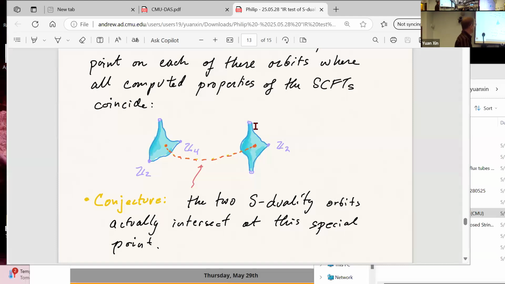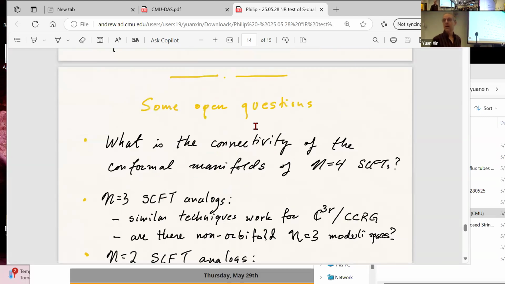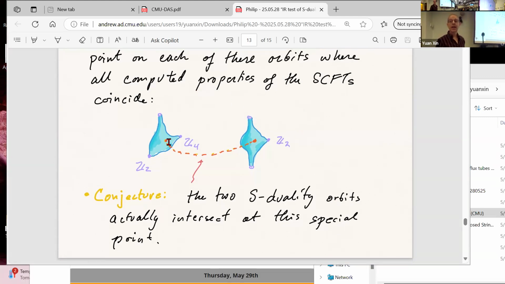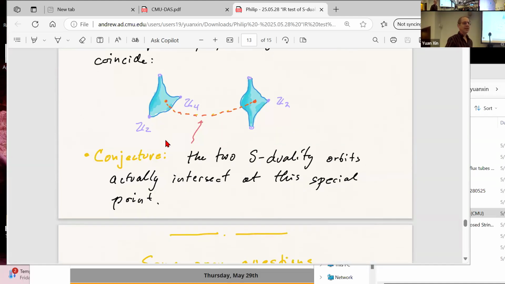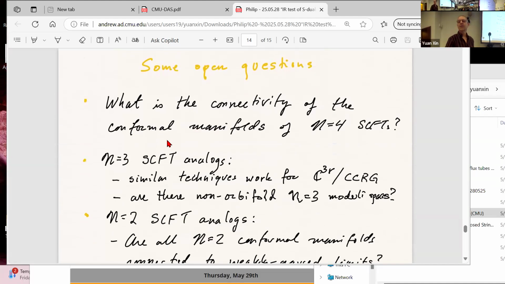And so a speculation is, could it be that instead of two separate classes of theories, somewhere deep in strong coupling these two classes of theories intersect one another? Those two red dots are actually the same theory. And it's interesting to think about what would be the properties of an N=4 theory at strong coupling that would have this kind of intersection of its conformal manifold, or self-intersection. Anyway, that's a conjecture. We can't find anything wrong with it, but we can't find any additional evidence for it either. And let me just finish with some open questions.